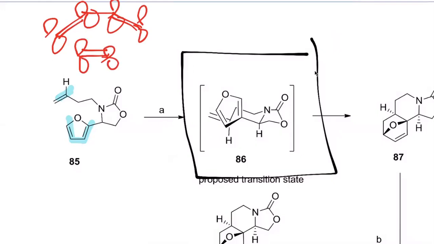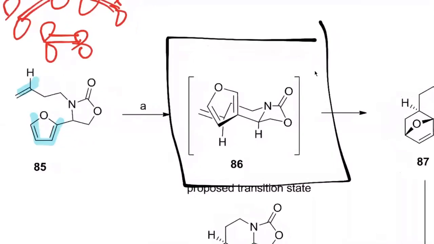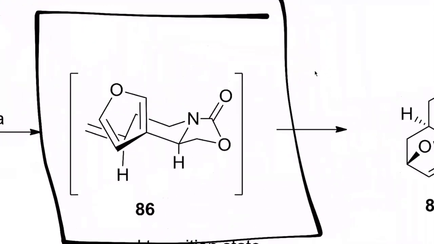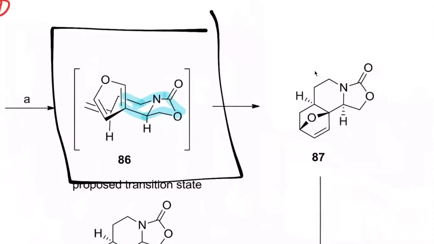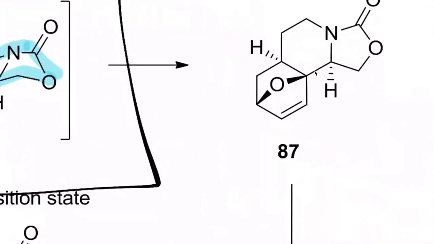But they actually propose a different type of transition state. It's similar in that the diene and dienophile still have to overlap, but what they propose is like this chair-like transition state in 86, and you can see the chair right here. And the reason they propose that is because of the observed stereochemistry, which is here, right? And you can see again the two pieces. This is the piece here from the dienophile, and then this is your furan ring, where now you got this fused bicyclic system, right?